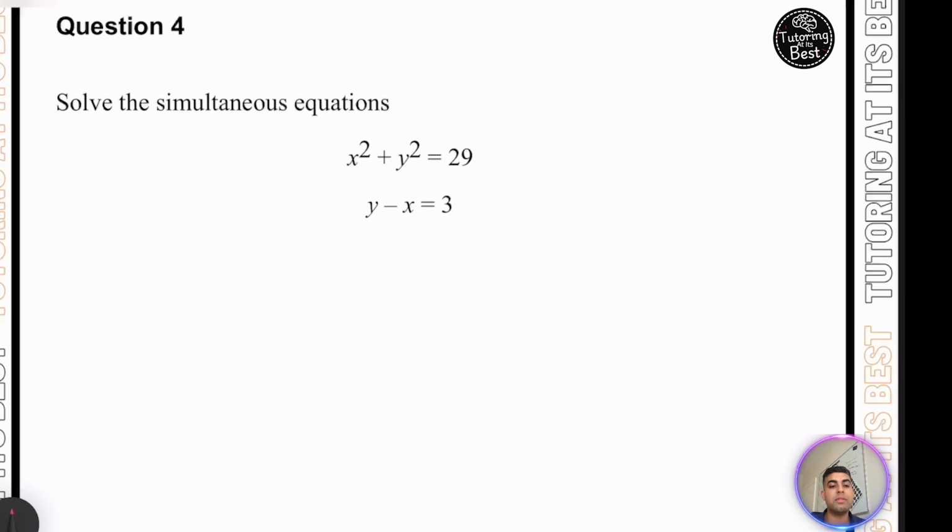Okay, question 4 here, team. We've got simultaneous equations. One is linear and the other is non-linear. So what are we going to do first? Well, we can go ahead and take equation 2 and make y the subject. So y equals x plus 3.